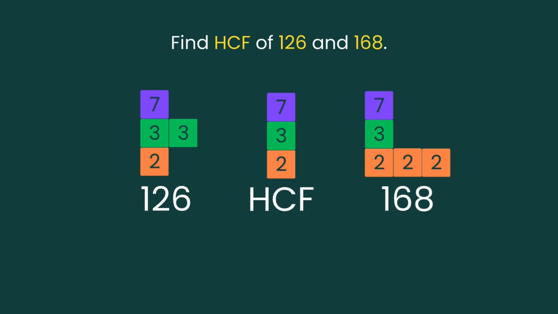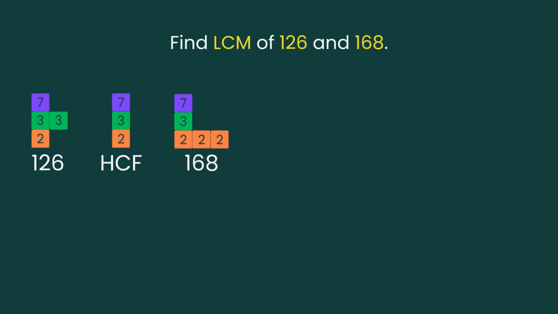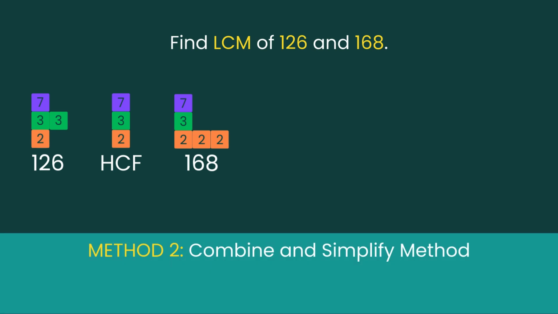For the LCM, let's use another simple and visual method we learned in the last video, the combine and simplify method. First, attach the number cards of 126 and 168. This represents the product of 126 and 168. Is this a common multiple of 126 and 168? Yes, it is. But is this their LCM? Good observations. This is a common multiple but not the LCM.